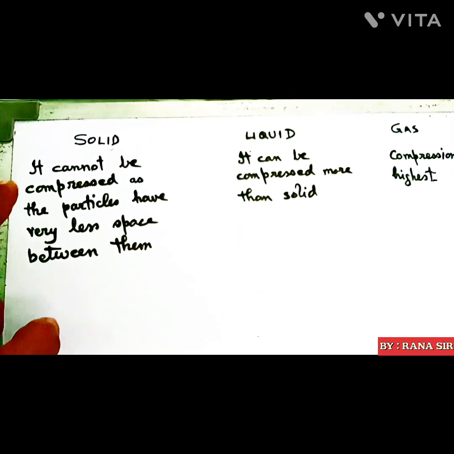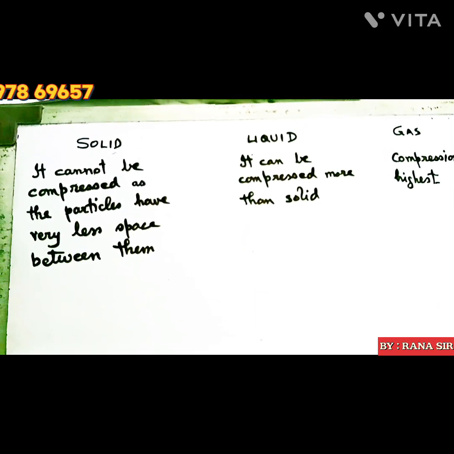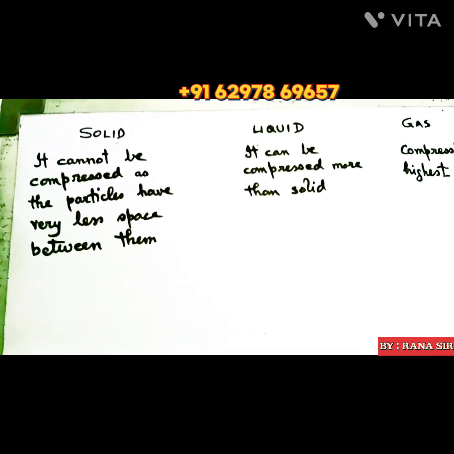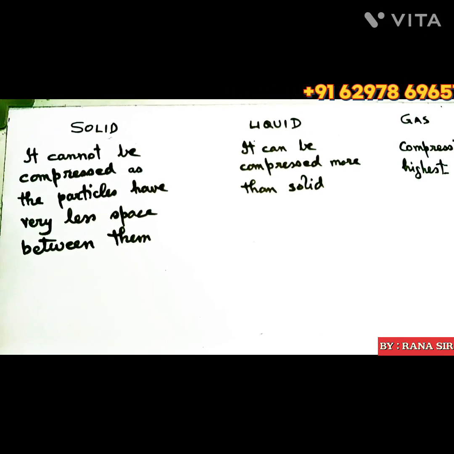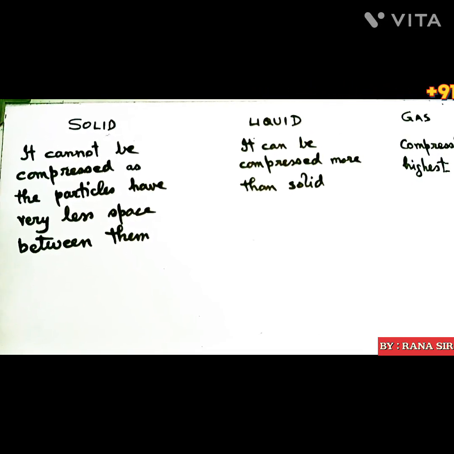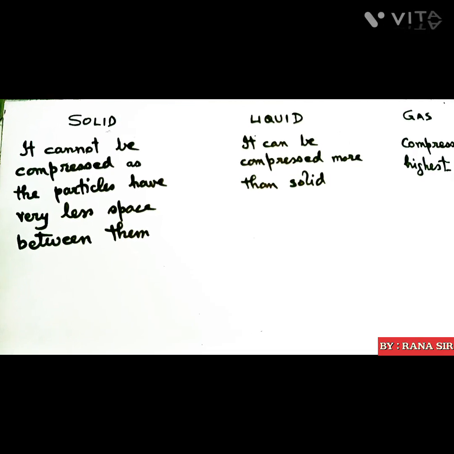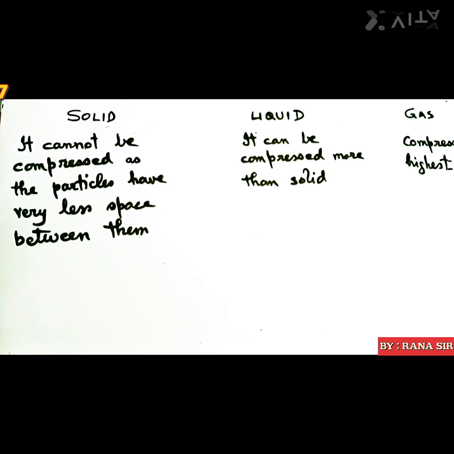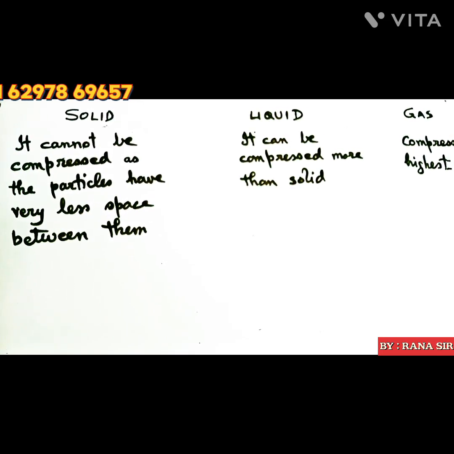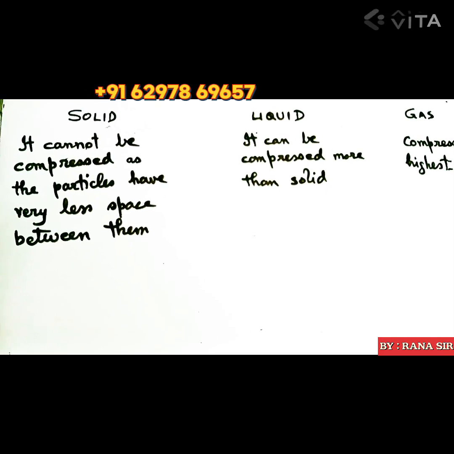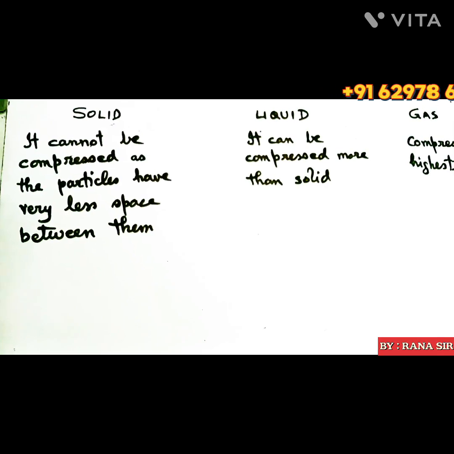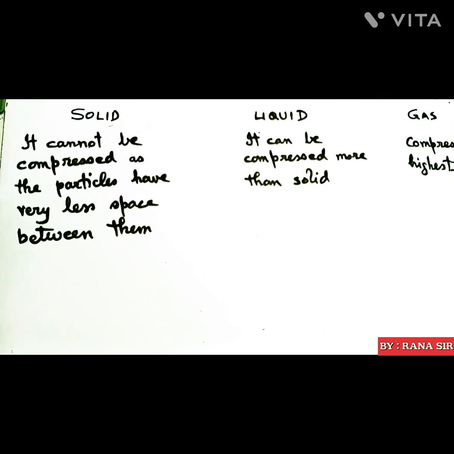So in solid, things cannot be compressed. Pressure cannot be applied to change its size or shape, as there is very little space between the particles. So solid particles cannot be compressed. But there are certain materials of solid, like sponge, which can be compressed because there are air pockets.